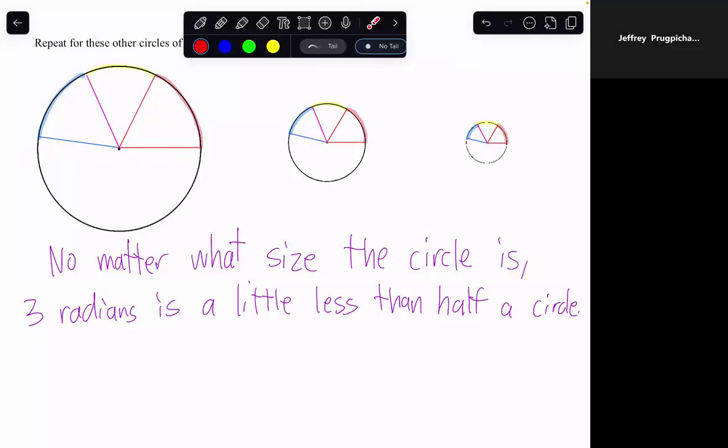Then I had you add on a second one and a third one, slightly less than half a circle. If you add on a little more, half a circle is pi radians. So if you double that, then a full circle would be 2 pi radians. Okay, we'll watch it one more time just to make sure we understand.